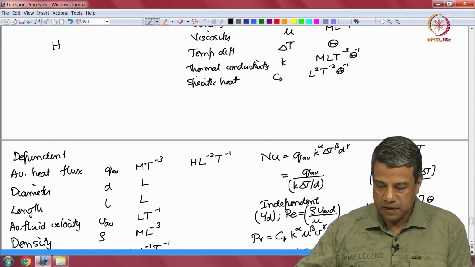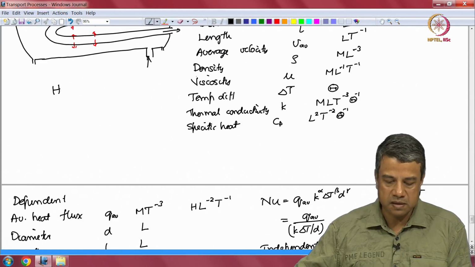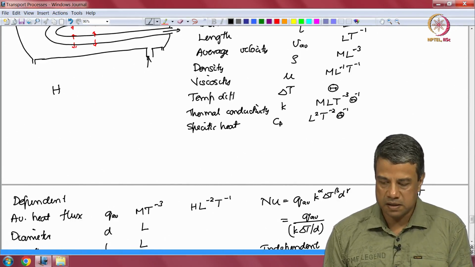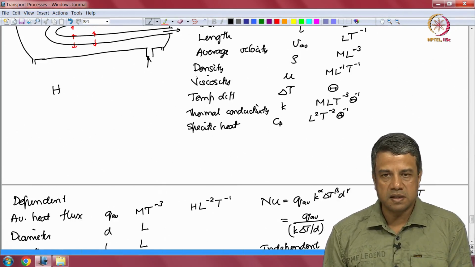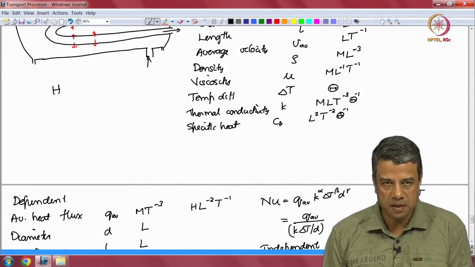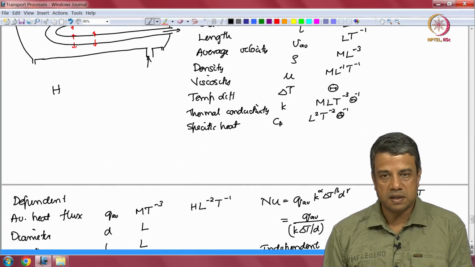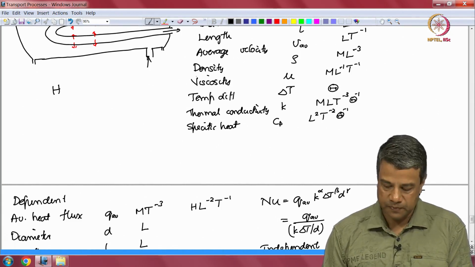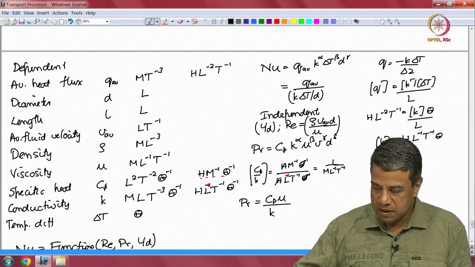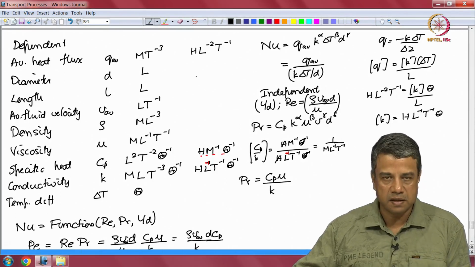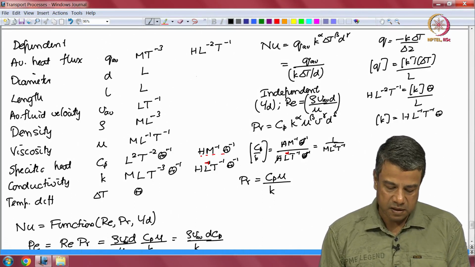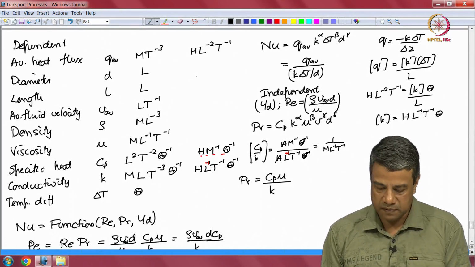Now, we had made a simplification here, and that is to say that there is no interconversion between thermal energy and mechanical energy, and that thermal energy can be considered as a separate dimension H, which is different from mechanical energy, which is m L squared T power minus 2. The thermal quantities were expressed in terms of the thermal energy: the average heat flux, the specific heat, the thermal conductivity and the temperature difference.